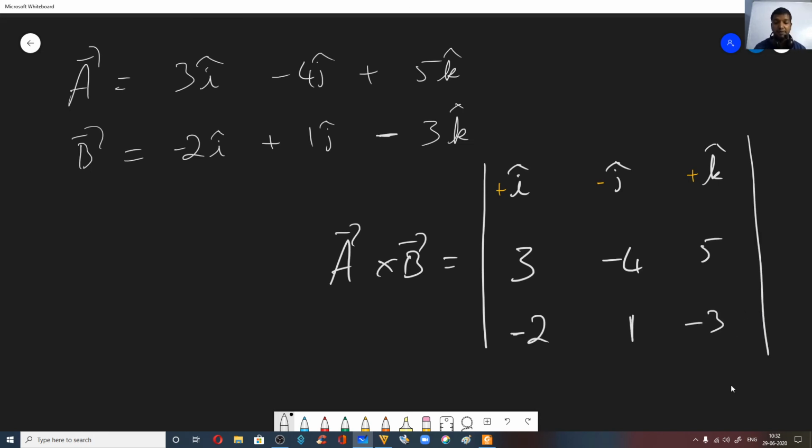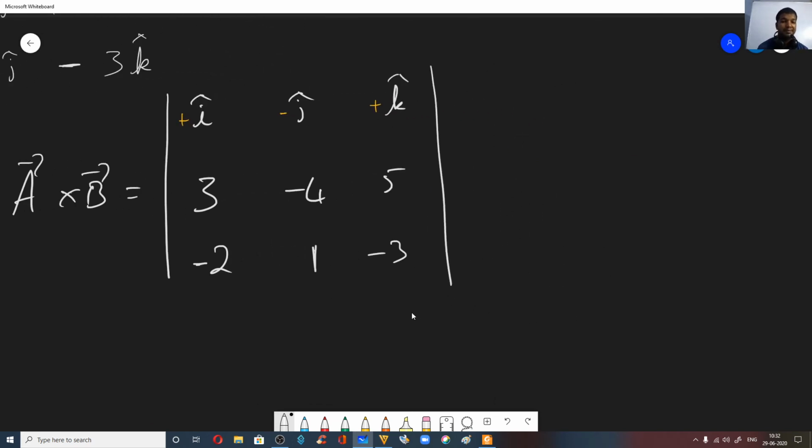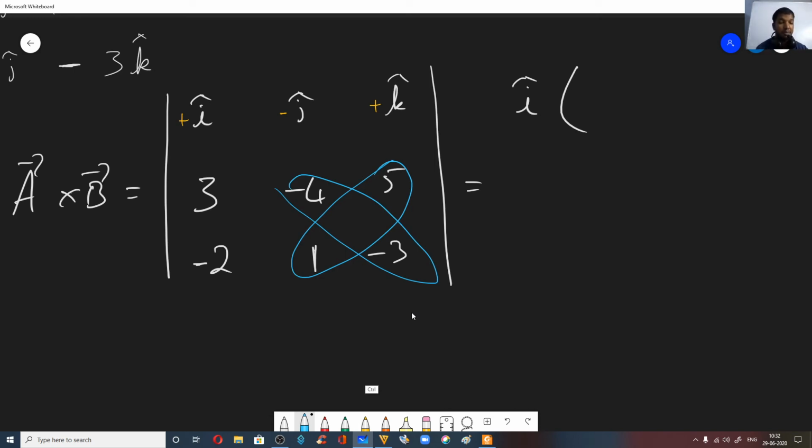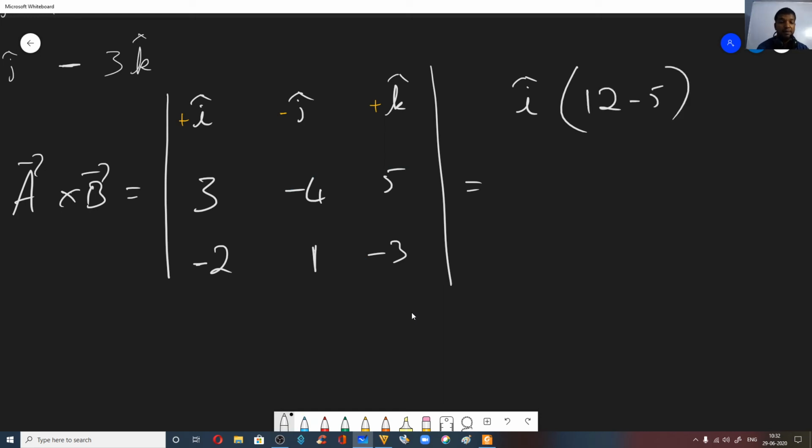Now when you perform the cross product, let me write here. So i cap. Now leave the row and column which is having this i cap. So you will get minus 4 into minus 3, then 5 into 1, correct? So minus 4 into minus 3 is 12, minus 5. So I'll write 12 minus 5.